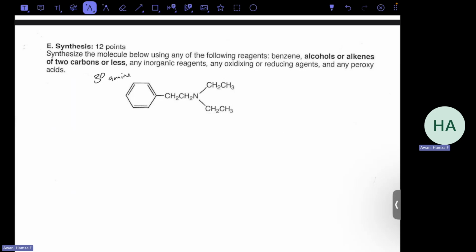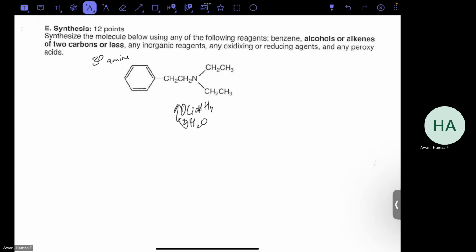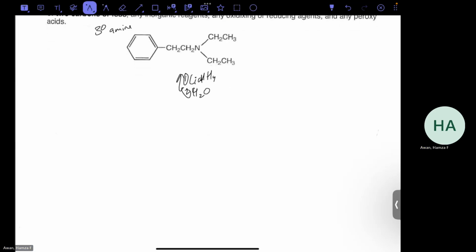The first thing we want to do to break this compound down is to make it become something that we can work with. And something that we can work with is an amide, right? So one way that we can get an amide is LiAlH4 and H2O. Sorry about that. So LiAlH4 and H2O, what that'll do is create an amide with the oxygen right there, right?